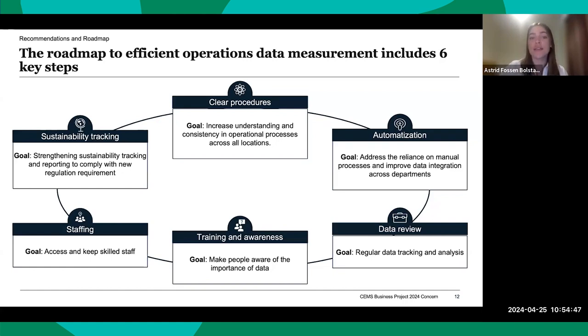In regards to sustainability tracking, the goal here is to strengthen sustainability so the tracking and reporting is in compliance with the new regulation and requirements. What's important here is that you break down the company-wide sustainability goals with clear metrics across each department. This will ensure a thorough and specific reporting, so it's easier to have updated information.